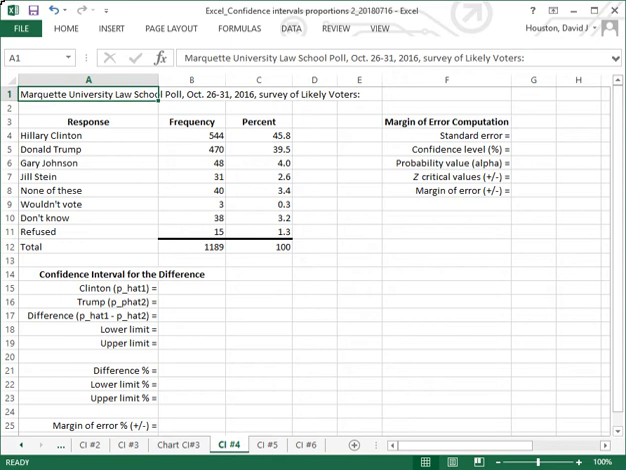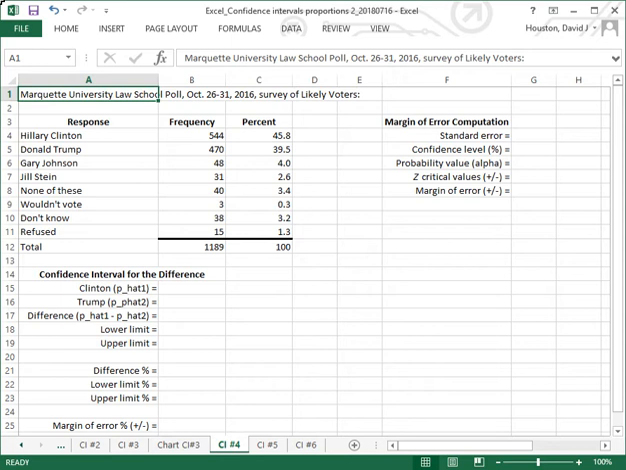Just a refresher, these data come from the Marquette University Law School poll that was administered October 26th through 31st in 2016, just before the 2016 presidential election, and it's a survey of about 1,189 likely voters. What we see here is 544 indicate they would support Clinton if the election were held today, as compared to 470 who indicate they would support Trump. And we're just going to compare the two sample proportions, support for Clinton and support for Trump.